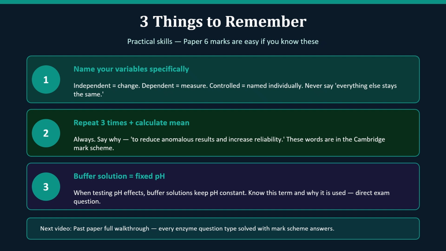Number 2. Always repeat 3 times and calculate the mean. And say why: to reduce the effect of anomalous results and increase reliability. These exact words are in the Cambridge mark scheme. Number 3. Buffer solution means fixed pH. When any experiment tests the effect of pH on enzymes, buffer solutions are used to keep pH constant. Know this term, know why it is used, and you will not be caught off guard.